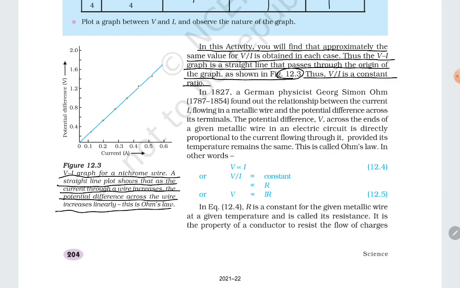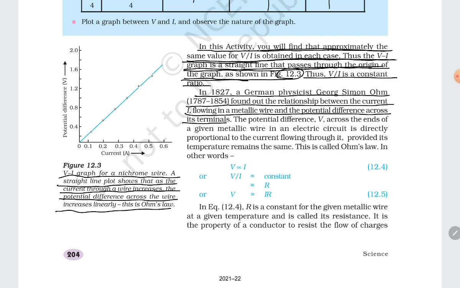In this activity, you will find that approximately the same value of V by I is obtained in each case. Thus, the V-I graph is a straight line that passes through the origin of the graph. In 1827, a German physicist, Georg Simon Ohm, 1787 to 1854, found out the relationship between the current I flowing in a metallic wire and the potential difference across its terminals.